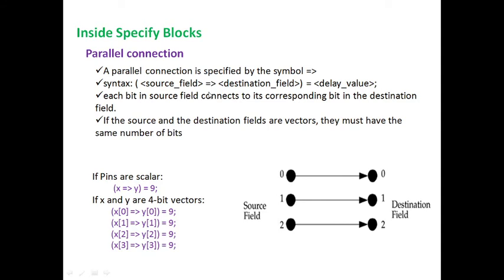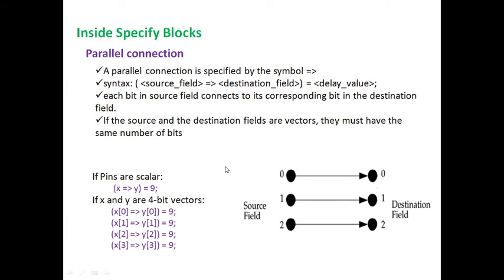So how much delay the path is exhibiting from source to destination is given by the delay value in this manner. So this is about parallel connection. You can have a question here: in parallel connection each bit in a source field is connected to the corresponding bit in the destination field. So here this is my source field and this is my destination field. This is the concept of parallel connection.